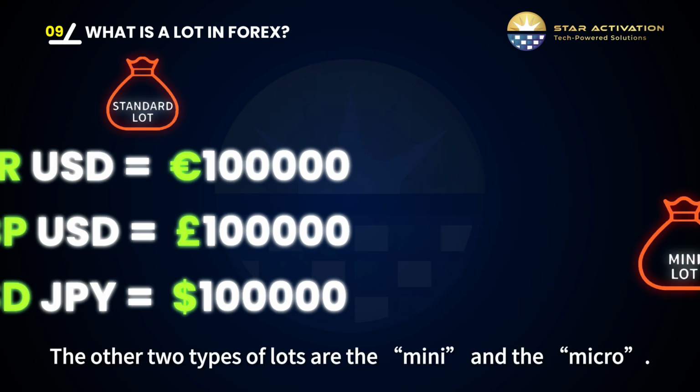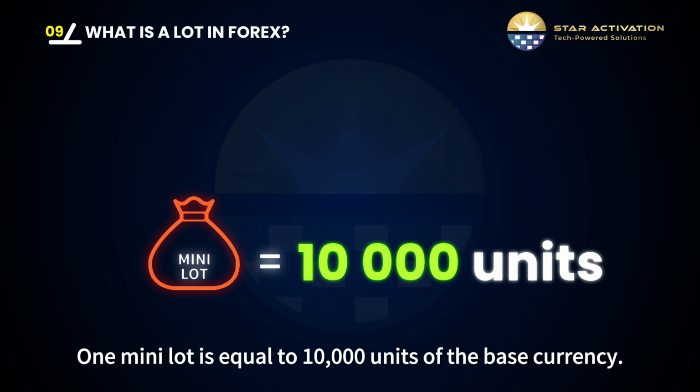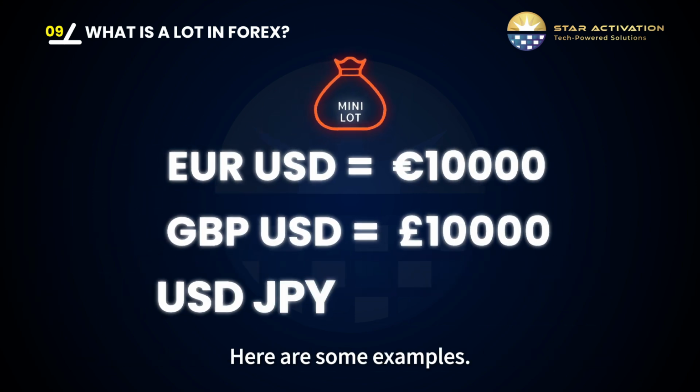The other two types of lots are the mini and the micro. One mini lot is equal to 10,000 units of the base currency. Here are some examples.